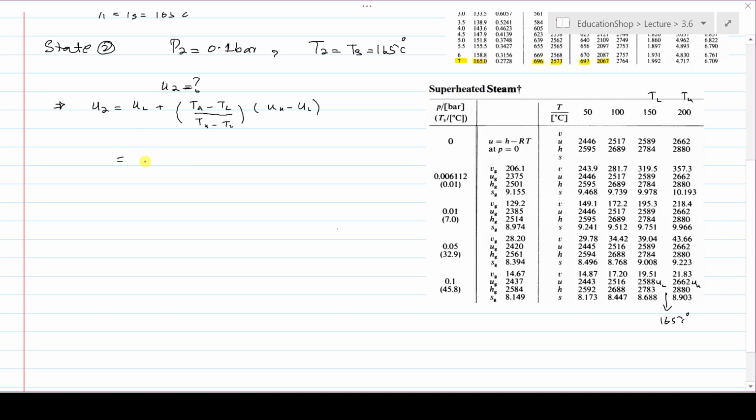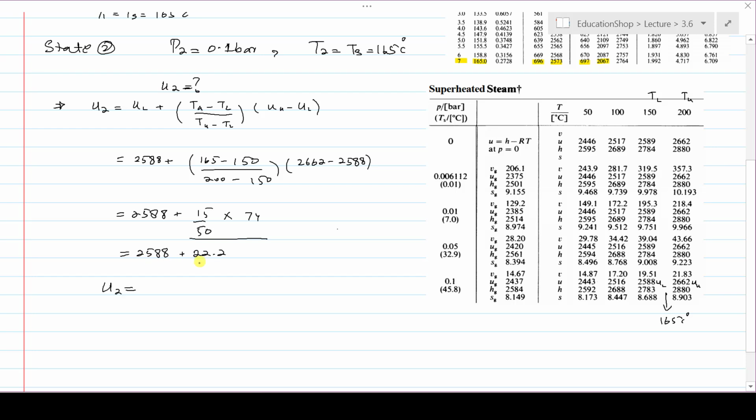What is UL? That is 2588. You can see it from this table. What is T? 165 minus TL, that is 150, over T upper, that is 200, minus 150, multiplied by U upper minus UL, where U upper is 2662. After simplification this will be 2588 plus 74 times 15 divided by 50. Now just simply multiply and then add, so this whole term becomes equal to 22.2. Now just simply add it and you will get 2610.2 kilojoule per kg.